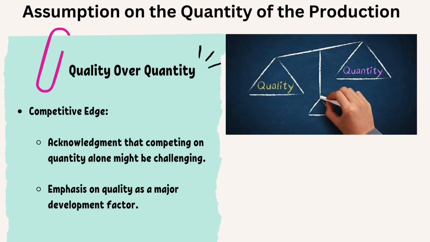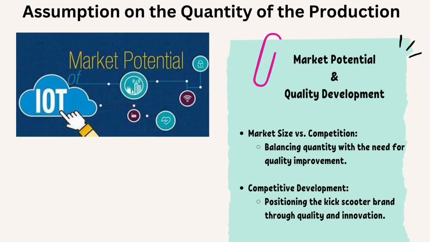After that, the decision has been made. The strategy we are going to proceed with is production of quality over quantity. This is because of the competitive edge. We acknowledge that competing on quantity alone might be challenging, and emphasis on quality will be our major development factor. About market potential and quality development, balancing quantity with the need for quality improvement is essential because we need to take care of both market size and competition. Lastly, positioning the kick scooter brand through quality and innovation is also needed for competitive development.